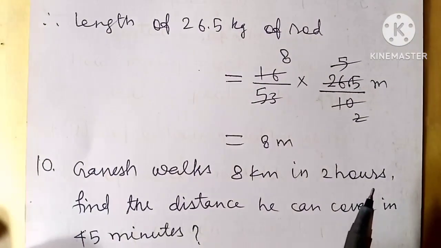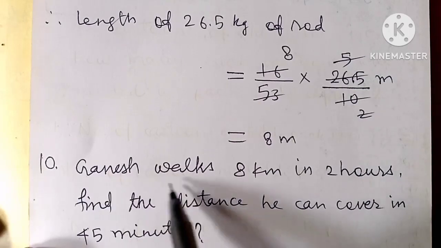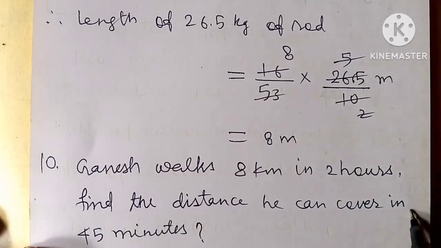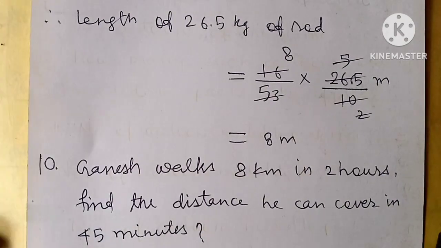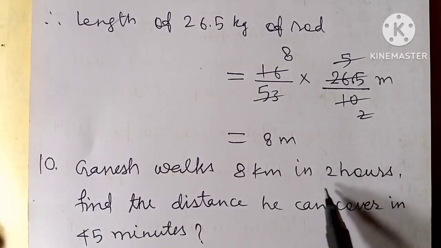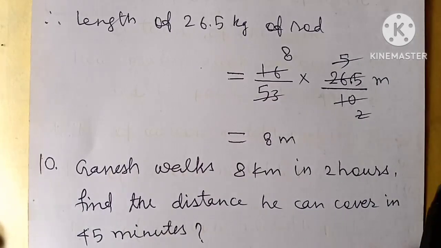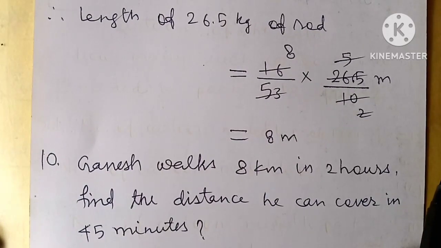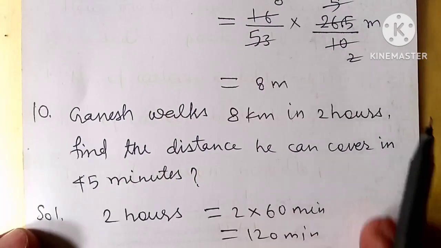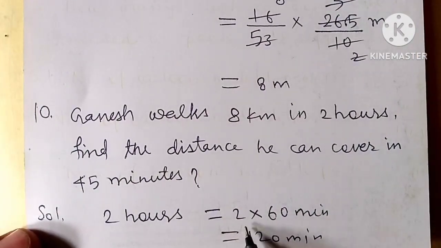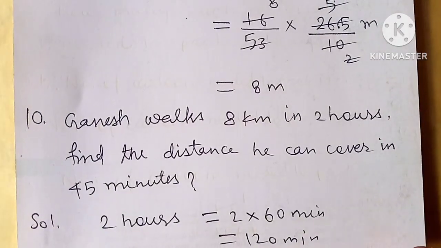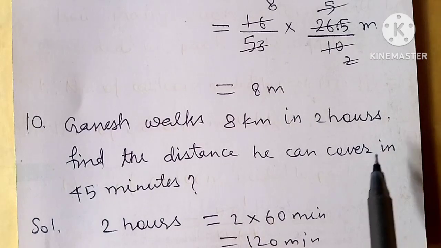Now question number 10. Ganesh walks 8 km in 2 hours. Find the distance he can cover in 45 minutes. Here we see that one time is in hours, the other time is in minutes. So we must put them in the same unit, and it is easier to convert hours into minutes. So 2 hours is equal to 2 into 60 minutes, it is 120 minutes.